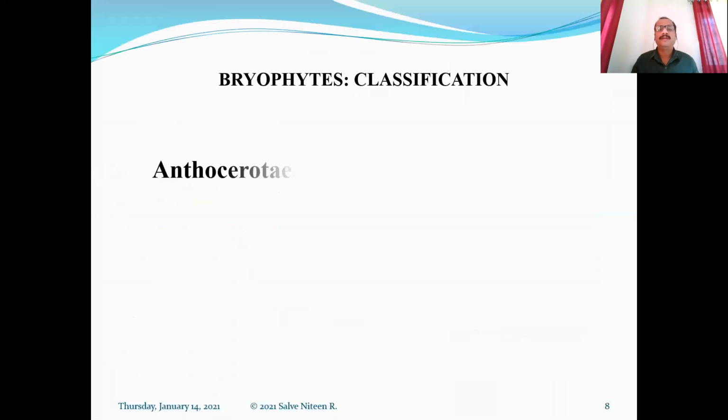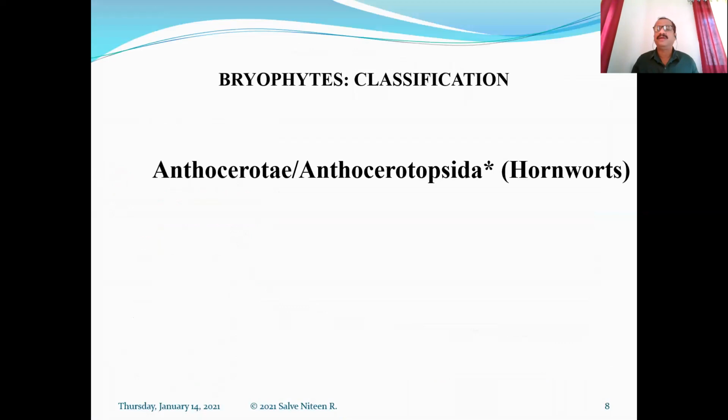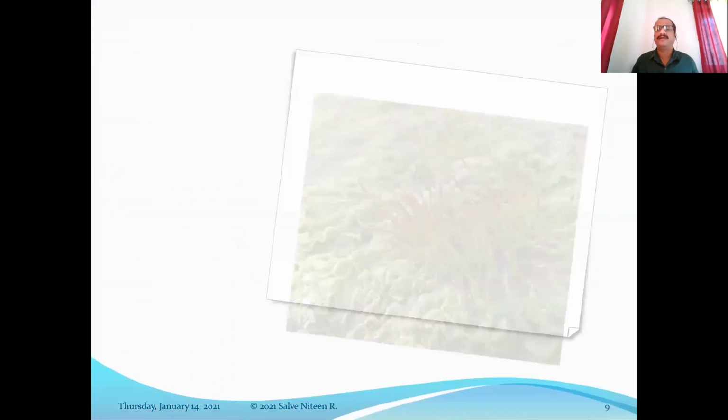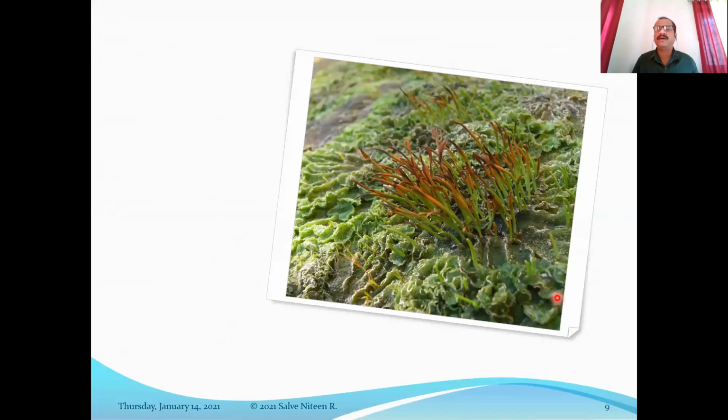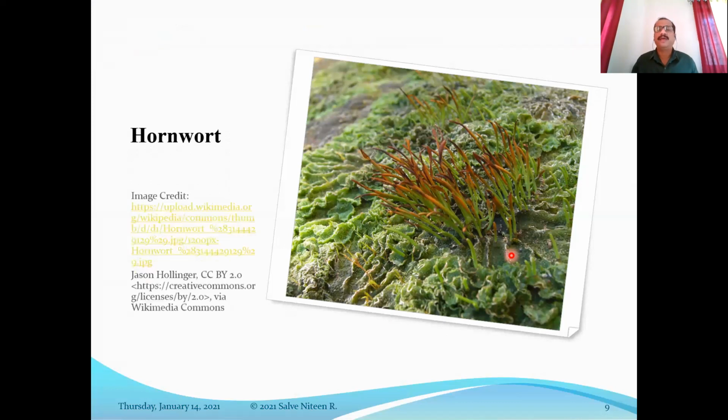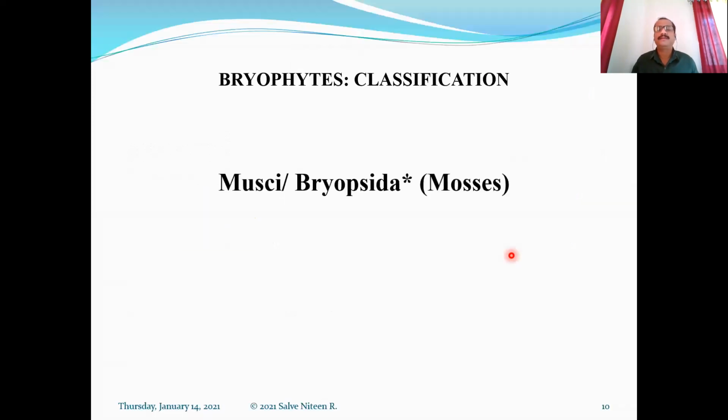The second class is Anthocerotae or Anthocerotopsida, the hornworts. You can see how the plants look. Can you see the horns here? These plants have sporophytes which look like the horns of animals. Here the dorsiventrally flattened body is there, and these are the sporophytes arising from it, and therefore the plants are called hornworts. And here the third class, Bryopsida, the mosses.